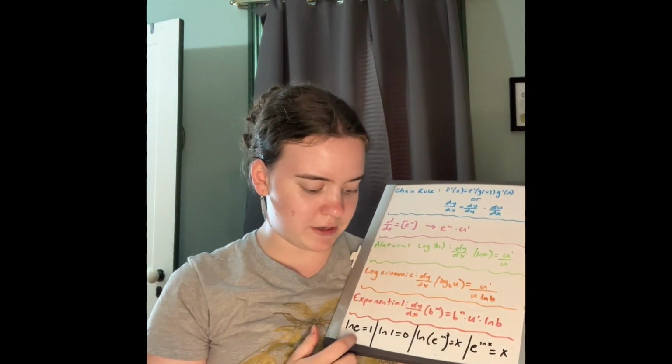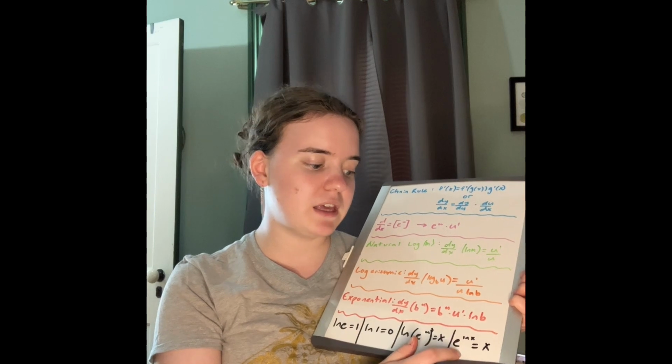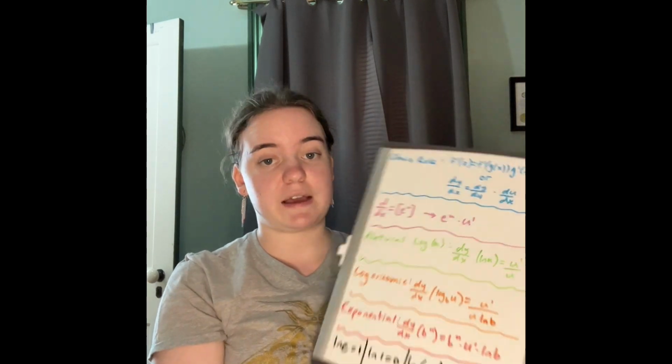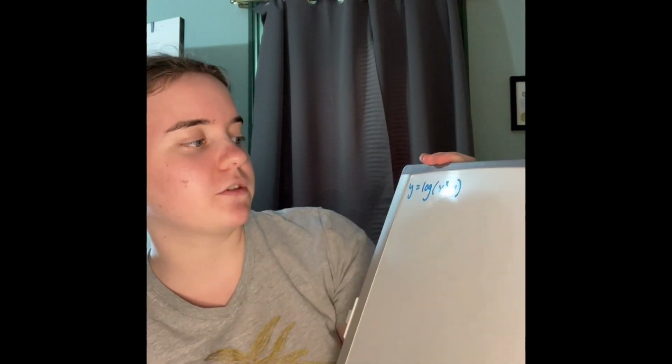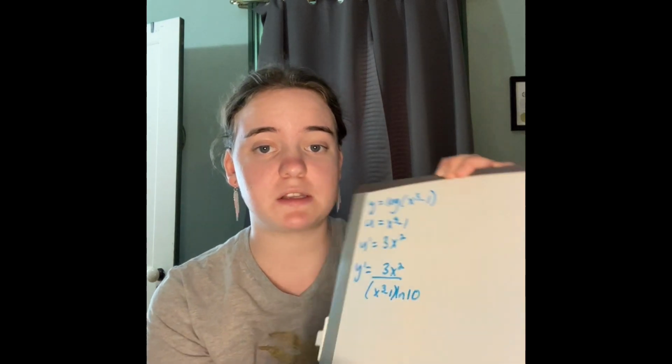And then here are some random rules that come into play. ln e equals 1, ln 1 equals 0, ln e to the power of u equals u, and e to the power of ln x equals x. So for example, if it asks us to find the derivative of y equals log of x to the power of 3 minus 1, our u is x to the power of 3 minus 1, our u prime is 3x squared, because that's the derivative. So the derivative will be 3x squared divided by (x^3 minus 1) ln 10, because if it doesn't show you the base of the log, we just assume it's 10.